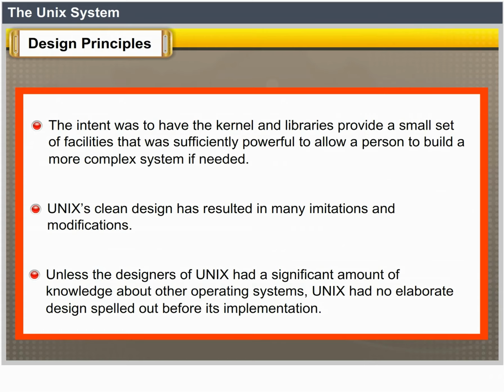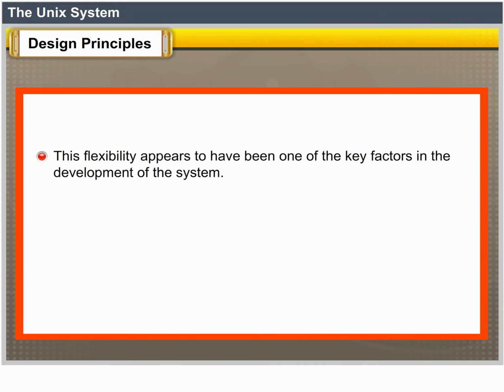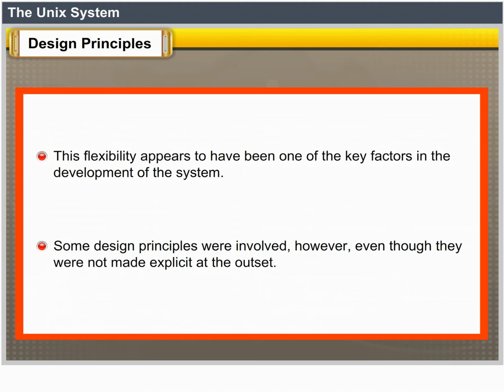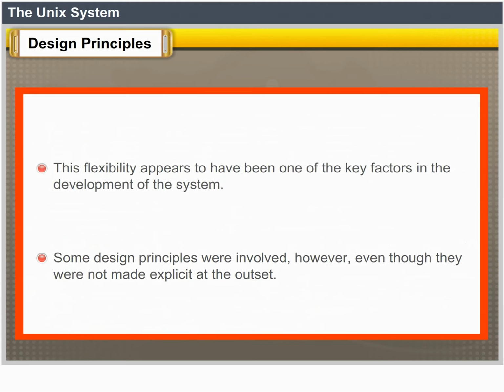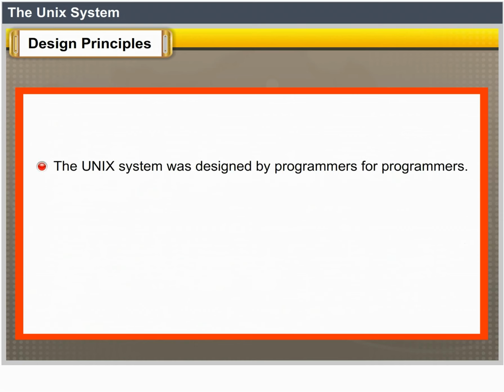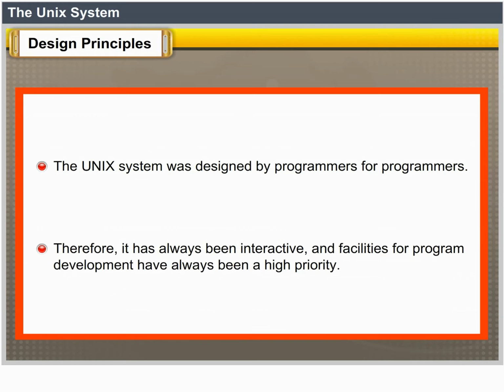This flexibility appears to have been one of the key factors in the development of the system. Some design principles were involved, however, even though they were not made explicit at the outset. The Unix system was designed by programmers for programmers. Thus, it has always been interactive, and facilities for program development have always been a high priority.